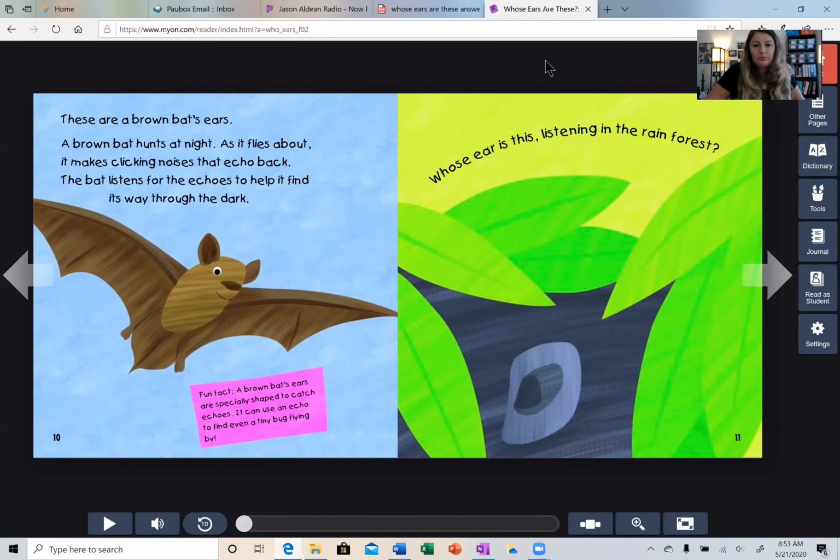Sorry, hold on. Why is it doing this? It's hard to switch pages because there's a bar up front. There we go.